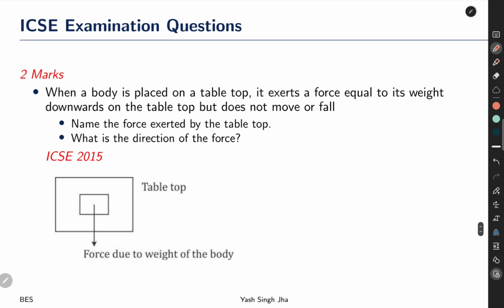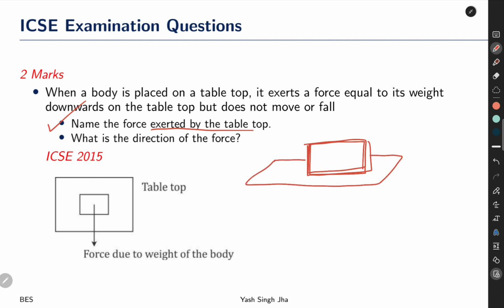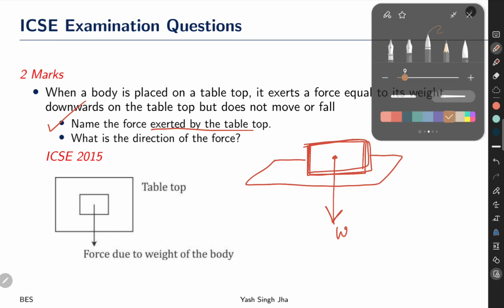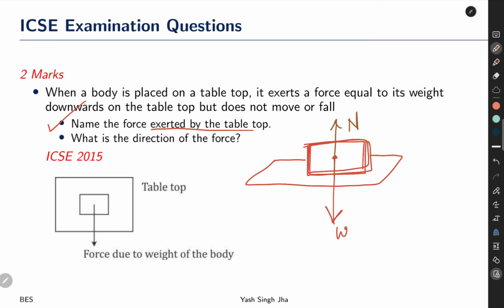If a body is placed on a tabletop, it exerts a force equal to its weight downwards on the tabletop, but does not move or fall. It's in equilibrium, right? Name the force exerted by the tabletop. From the side view, this is the table, this is the book, this is the body. There is a weight acting downwards, and there is a normal reaction force N applied by the table on the body. So the name of the force is the normal reaction force.